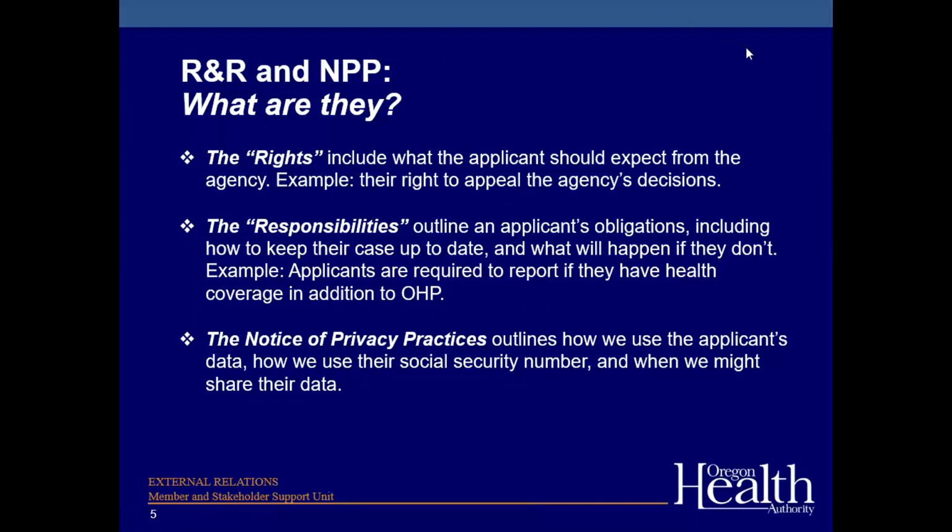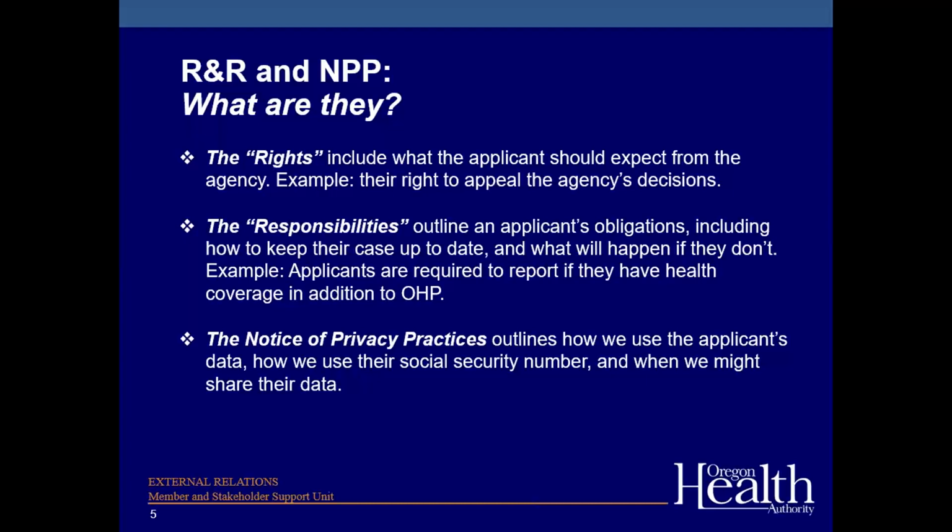So you might be asking, what are these things? What is the R&R and the NPP, the rights and responsibilities, and the notice of privacy practices? Well, the rights include what the applicant should expect from the agency. And I'm going to give you some more examples, but really core things like people have a right to appeal the agency's decision. They don't have to accept what the agency says. If they don't agree with it, there is a process to question it. That's one example. The responsibilities outline the applicant's obligations, things like how to keep their case up to date and what will happen if they don't.